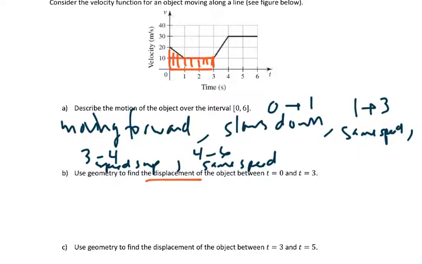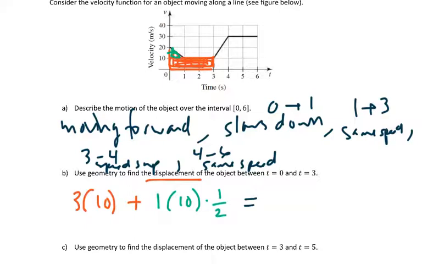So what I see is I have this rectangle here, and it is 3 wide and 10 high, plus I have this little triangle up here, which is 1 wide, 10 high, but the area of a triangle is 1/2. So in total, I get 30 plus 5, or 35 meters. So that's from 0 to 3.